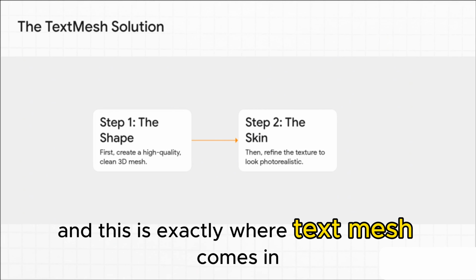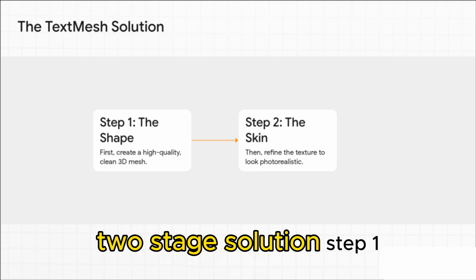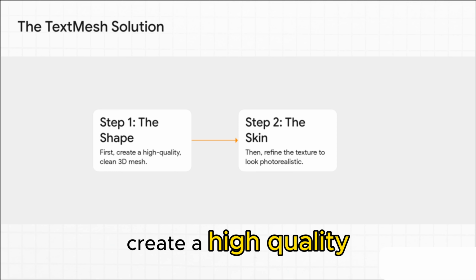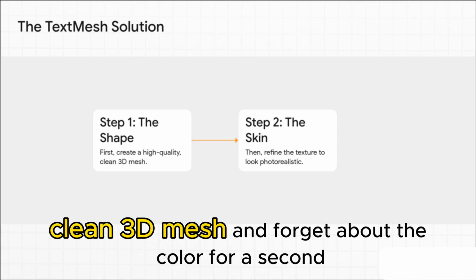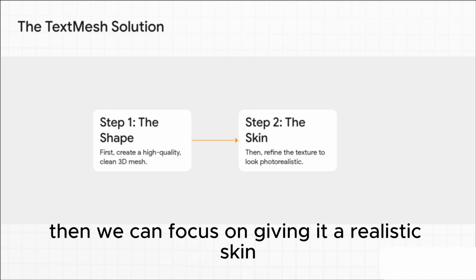And this is exactly where TextMesh comes in and just nails it. The researchers came up with this really elegant two-stage solution. Step one, let's just focus on getting the shape right. Create a high-quality, clean 3D mesh and forget about the color for a second. Step two, once we have that perfect shape, then we can focus on giving it a realistic skin.